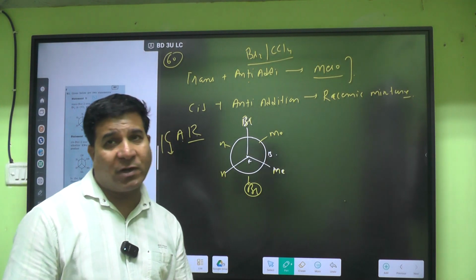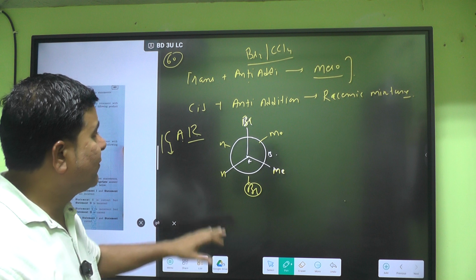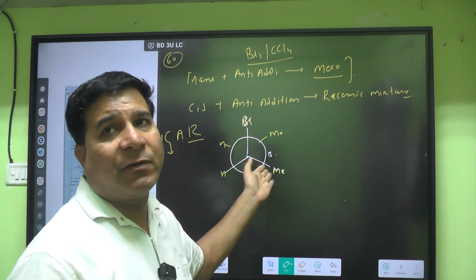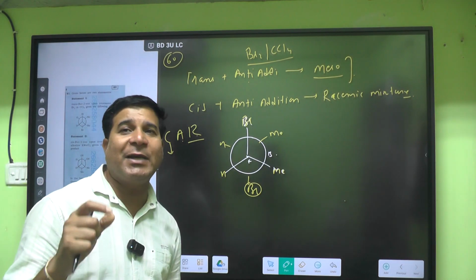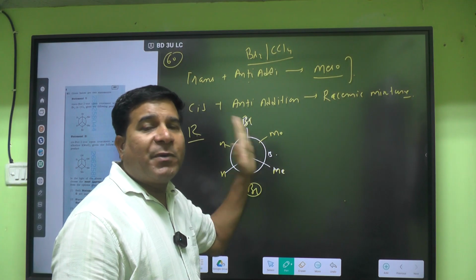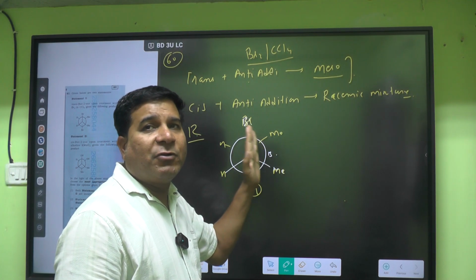Whenever we have to find out whether a compound is a meso compound or a racemic mixture, we first convert the Newman projection formula to the Fischer projection formula. First we require the eclipsed form. First convert to the eclipsed form. The eclipsed form is represented in the Fischer projection formula, and that defines whether it is a meso compound or not.